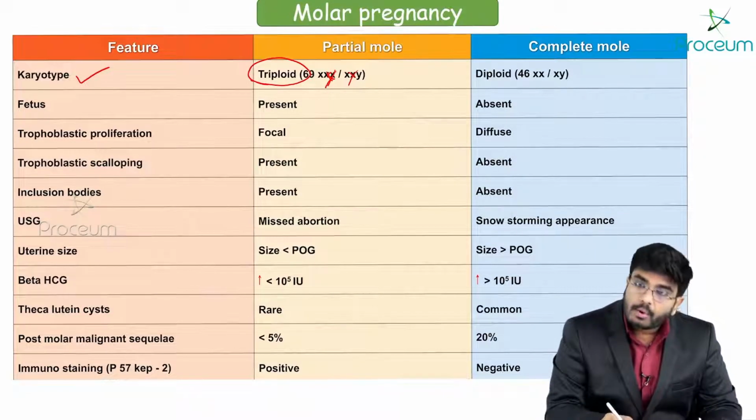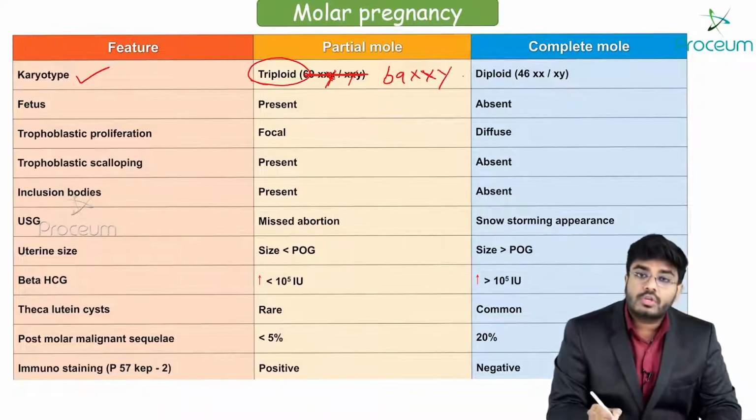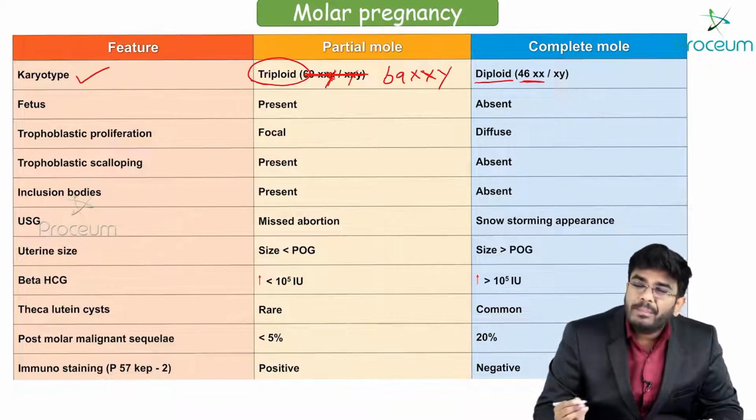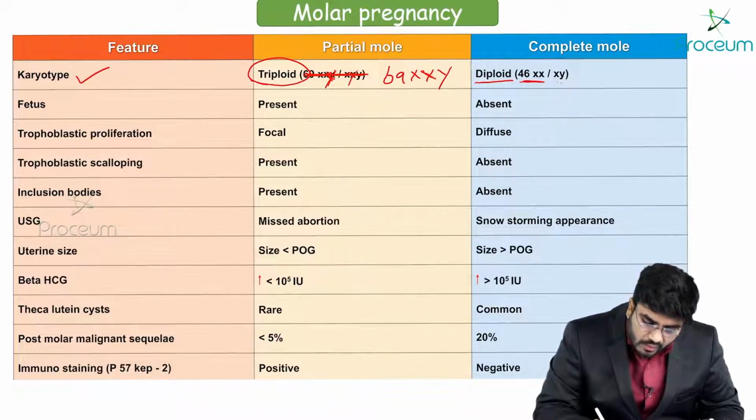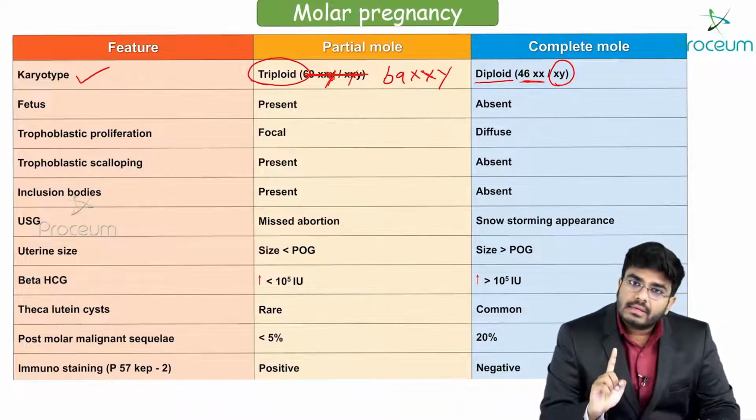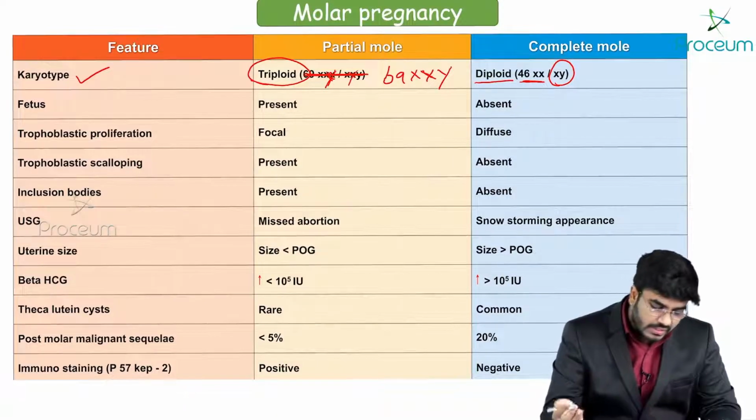So it is usually triploid, and the most common karyotype is, there is a typing mistake here, let me write it here, 69XXY. Okay, 69XXY is the most common karyotype. And complete moles are diploid, you already know that. The most common karyotype is 46XX, and in 5 to 10% of the cases, it will be 46XY. So it is monospermic. Complete mole is a monospermic condition where duplication of genetic material is happening.